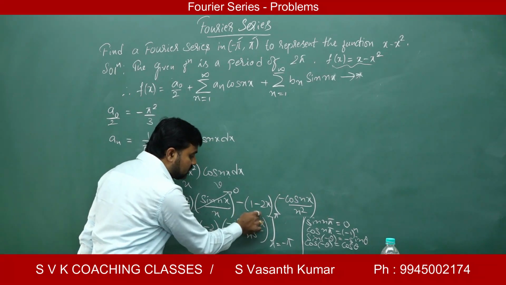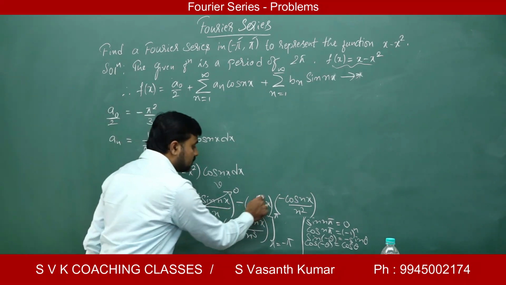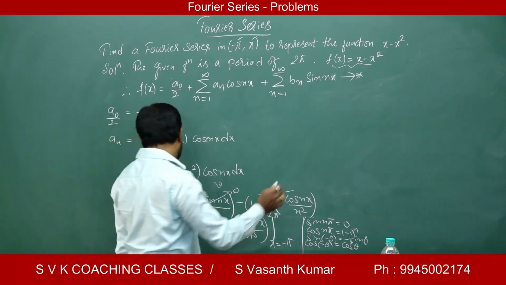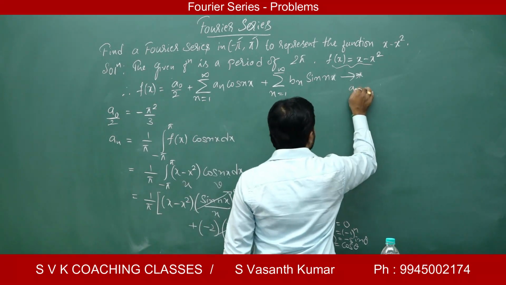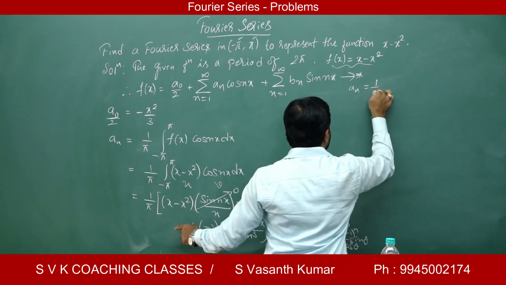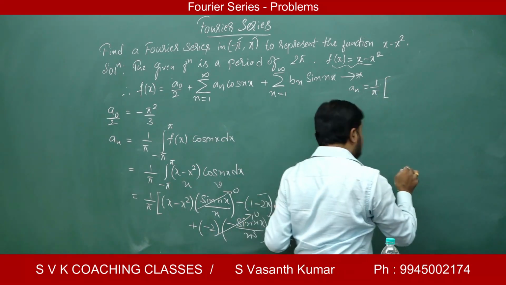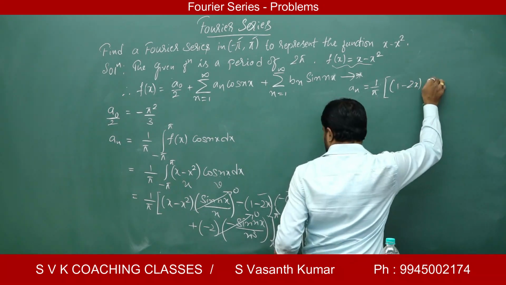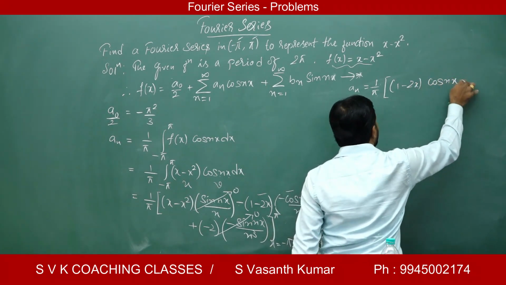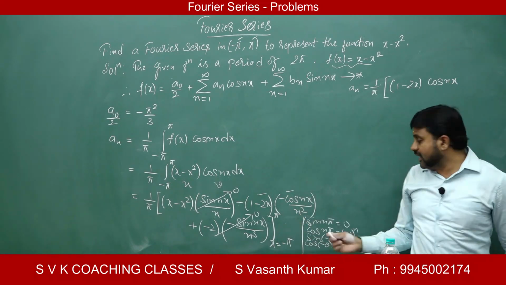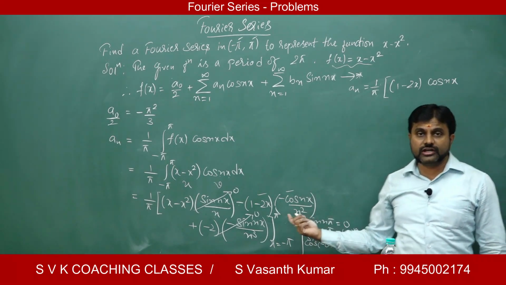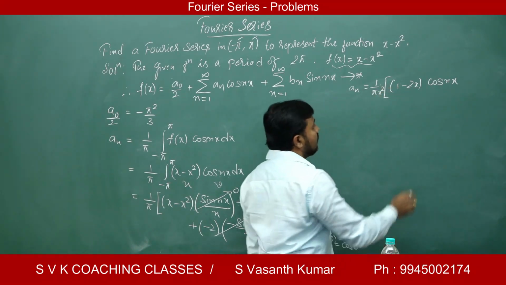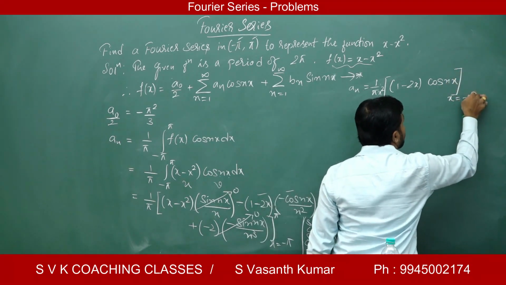In the same way the third term also leads to 0. You are left with only these two terms. Product of these two terms, minus into minus becomes plus. So an is equal to 1 by pi, minus into minus plus, 1 minus 2x into cos nx divided by n square. We can take the n square term outside. So the limit is x equal to minus pi to pi.